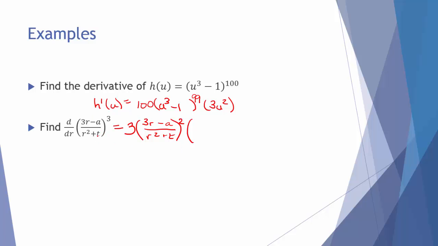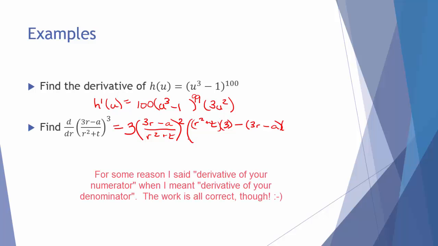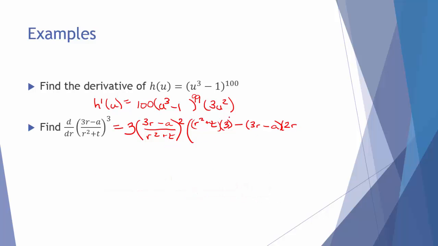This is a quotient rule. We're going to have to use quotient rule to take the derivative of the inside. So that means we need the denominator, r squared plus t, times the derivative of the numerator. So again, keep in mind, r is your variable. So the derivative of 3r is 3, and the derivative of a is 0. So that's the derivative of your numerator, minus your numerator, 3r minus a, times the derivative of your denominator. The derivative of r squared with respect to r is 2r, and the derivative of t with respect to r is 0. All over the denominator squared.